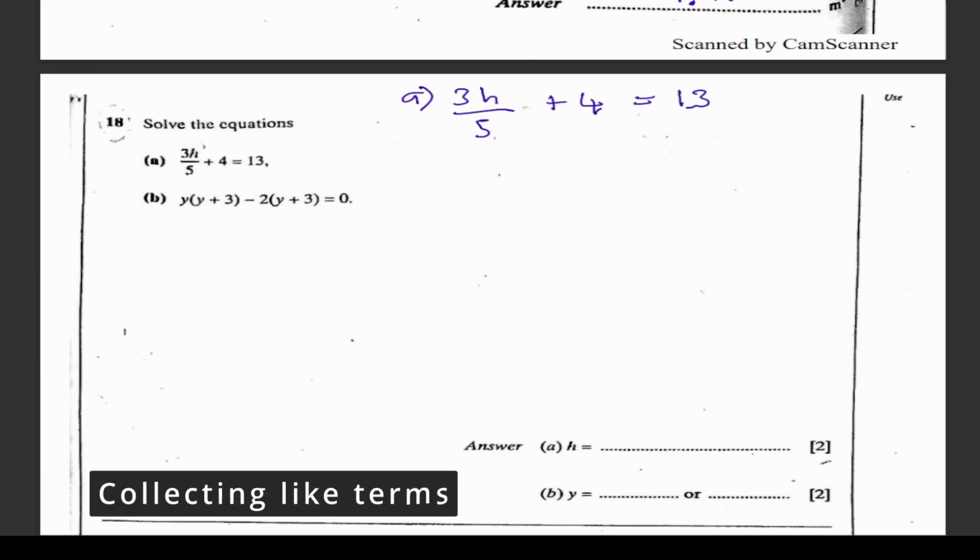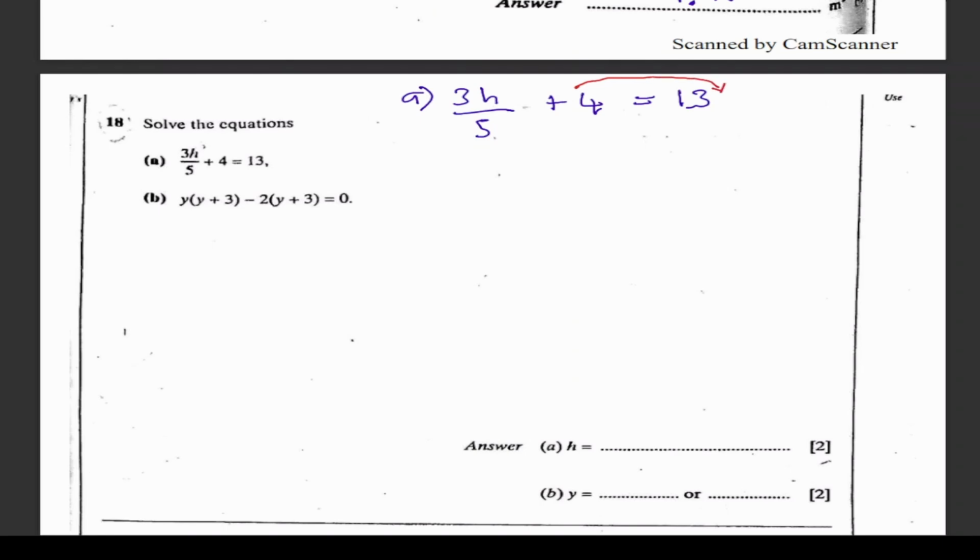Solve the equations. a) 3h over 5 plus 4 is equal to 13. So what we do firstly is we collect like terms, and to do that this 4 should transfer over the equal sign to this side, and we know that when that happens there's a change of sign from a positive to a negative.